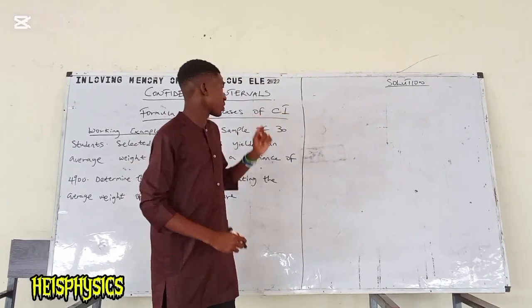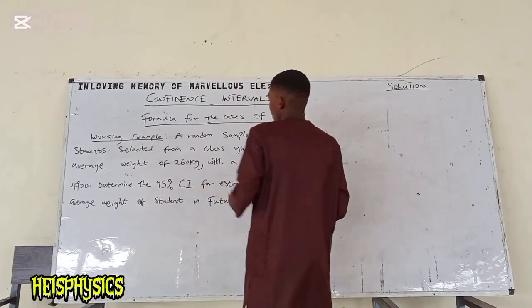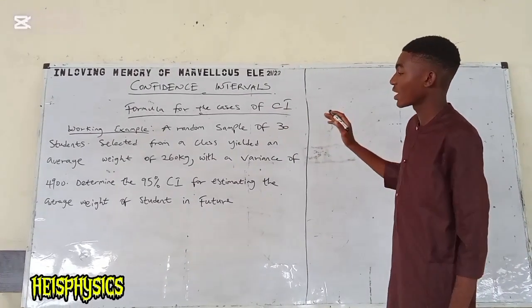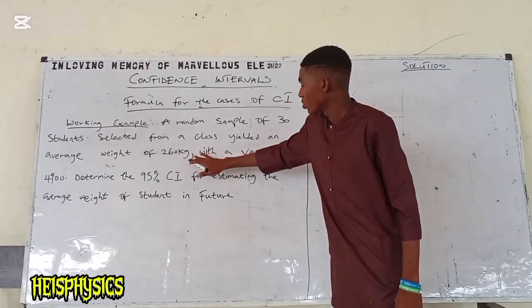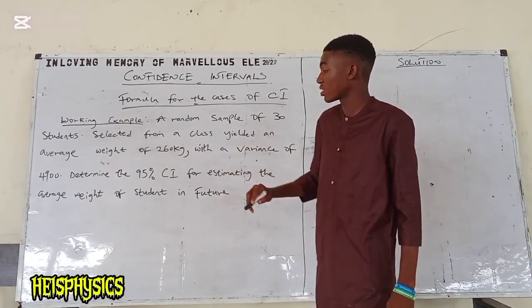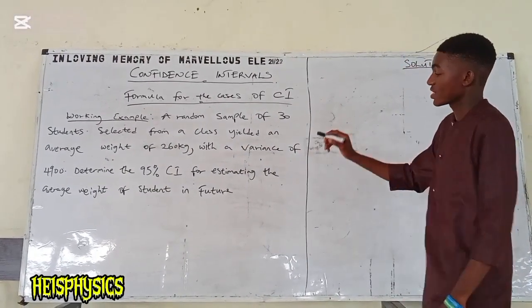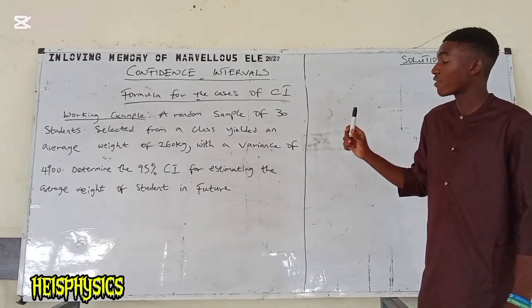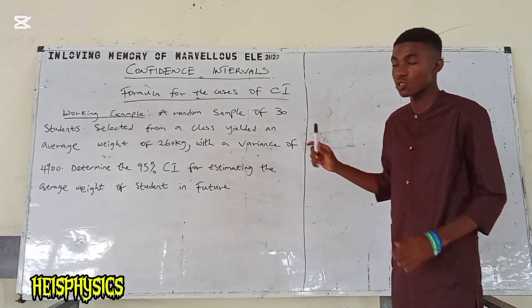Okay, so we have a question here. The question says, a random sample size of 30 students selected from a class yielded an average weight of 260 kg with a variance of 4,900. Determine the 95% confidence interval, CI, for estimating the average weight of 30 students in future.